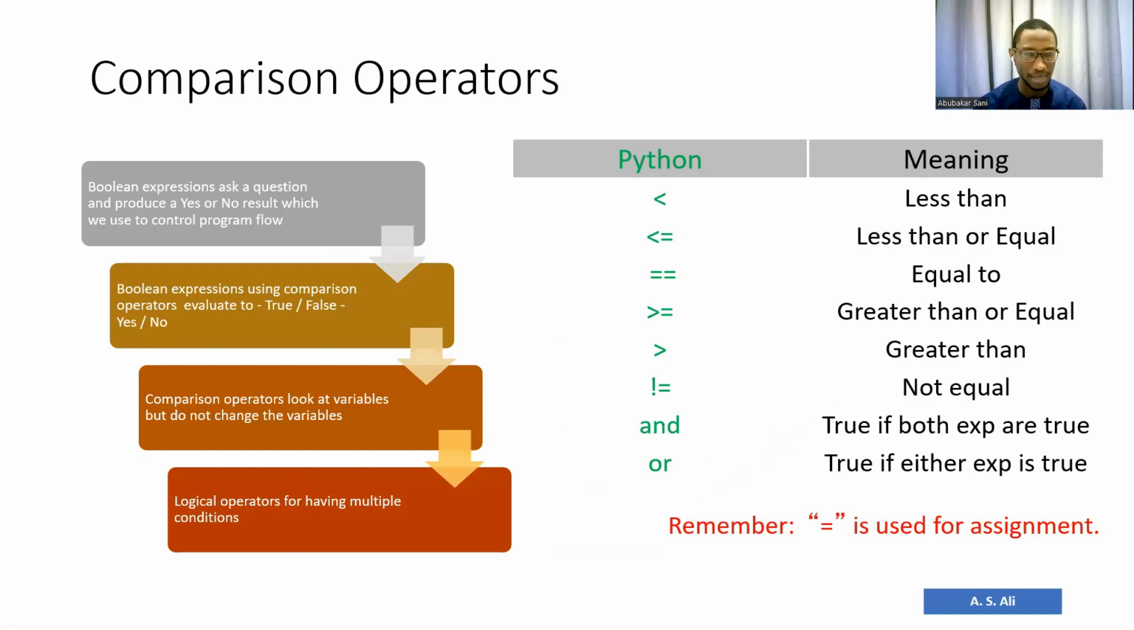There are so many comparison operators you can use, and this includes less than or equal to. Don't use the single equal sign, because that is for assignment, when you're assigning a value to a variable like x equals 5. But if you want to compare two things, you use the two equal signs. Then there are greater than or equal to, greater than, and not equal.